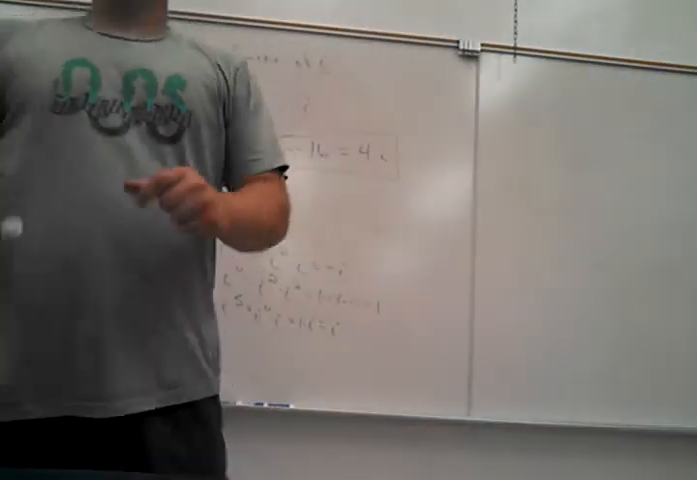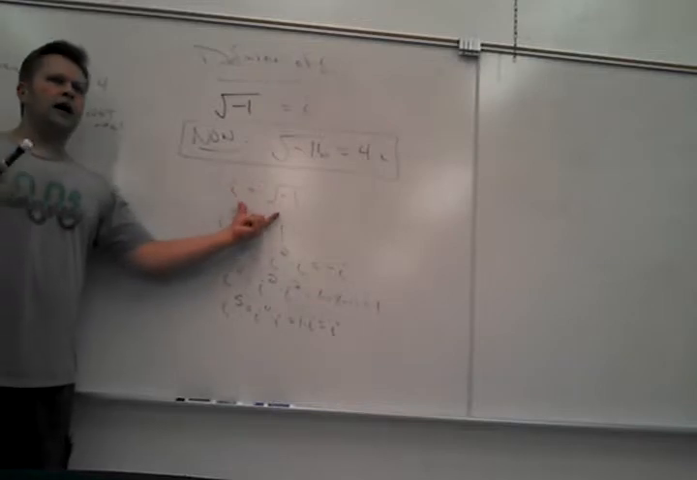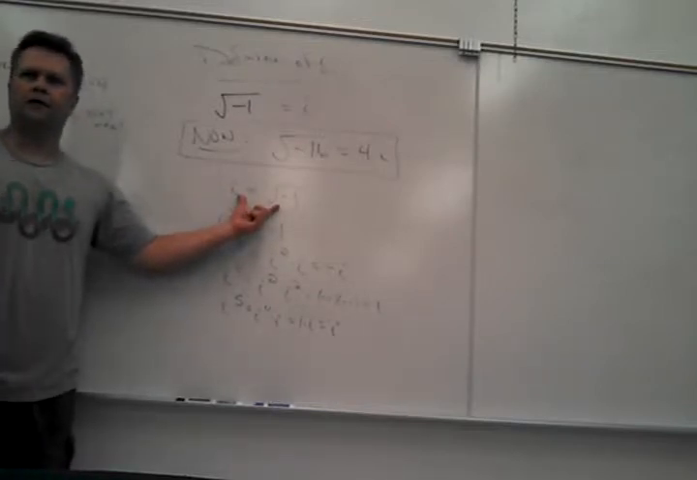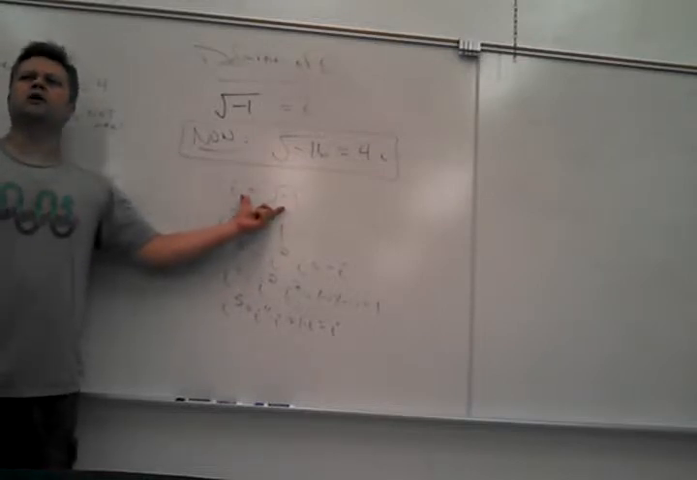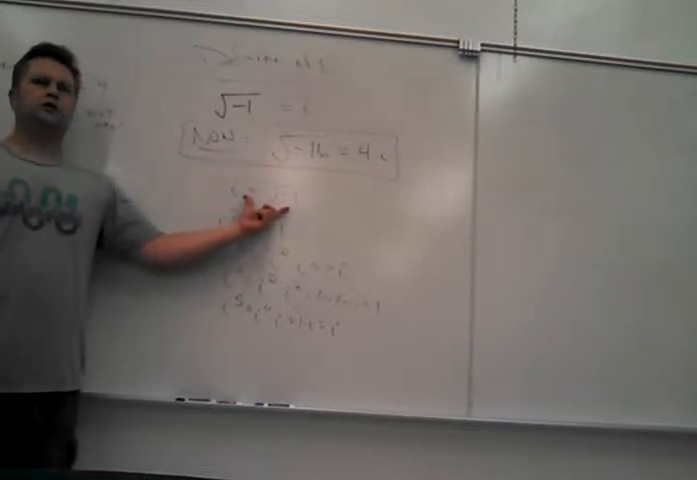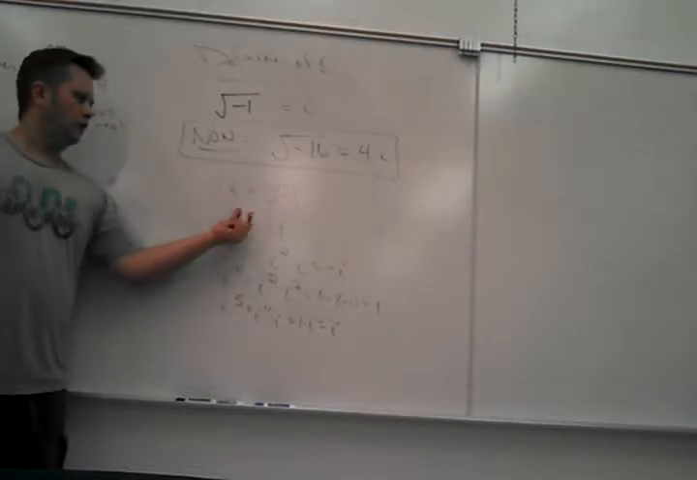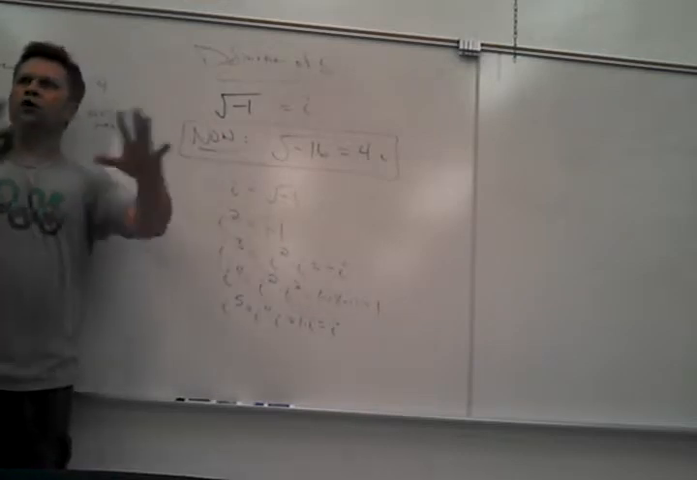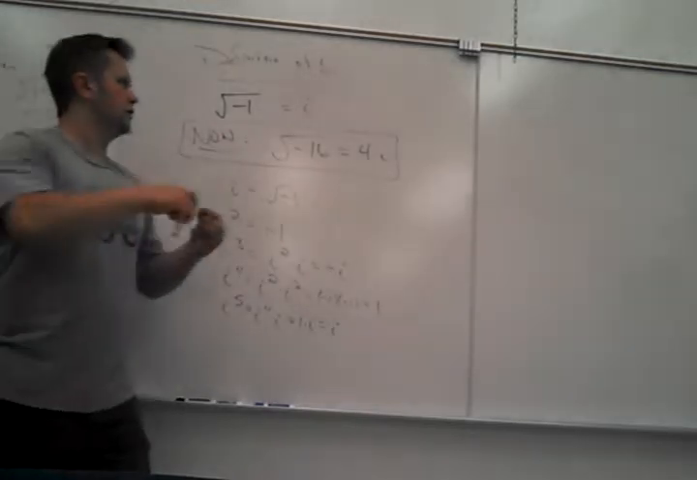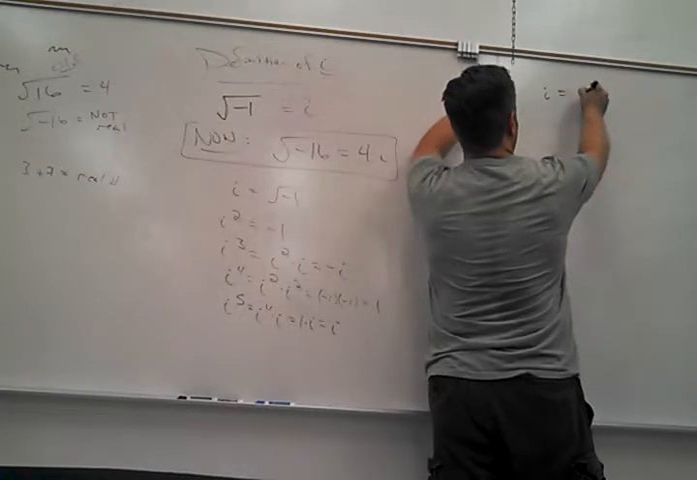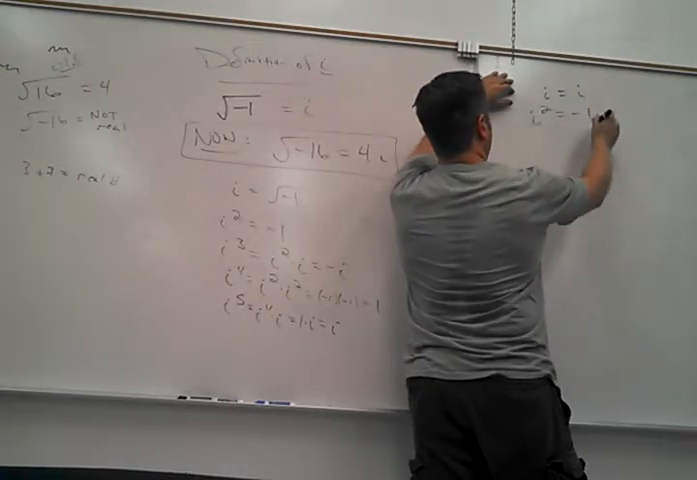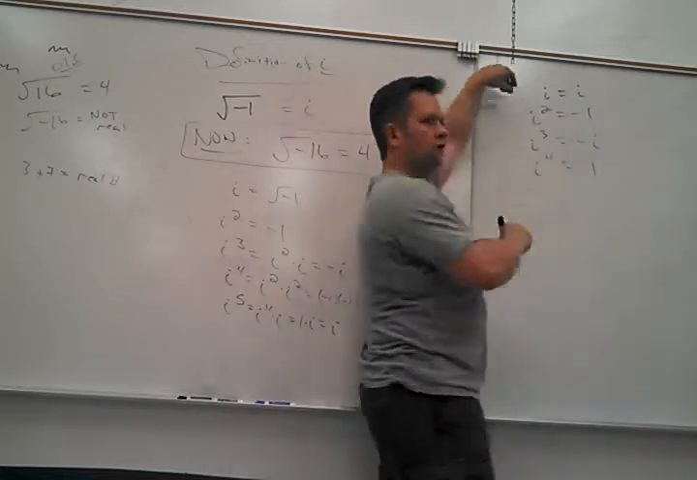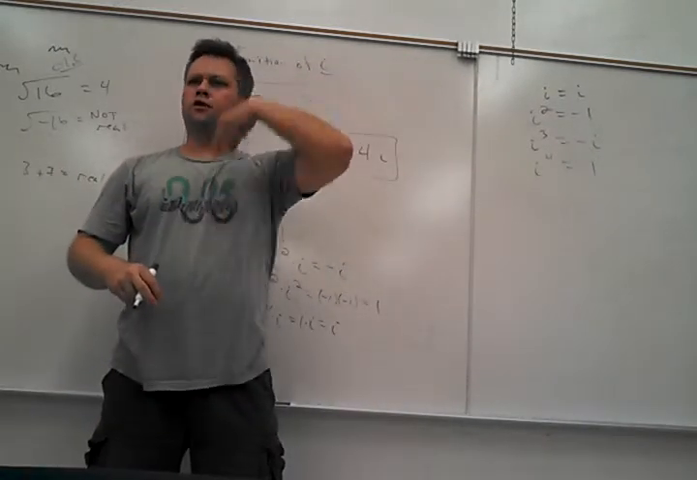Anytime you make a statement like this, it must have ramifications. There must be something that comes off of this. So the first thing I can do with this kind of statement is start playing with it. Well, what if you square it? Oh, we got something. What if you cube it? Oh, we got something else. What if you take it to the 4th power? So we got i is i. That's neat. i squared is negative 1. i cubed is negative i. i to the 4th is 1. And then it starts over again, right?